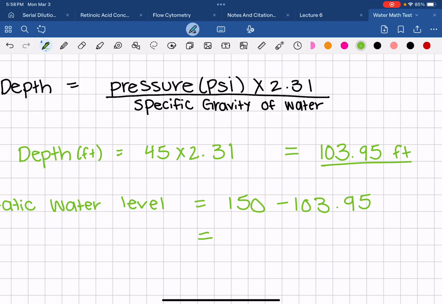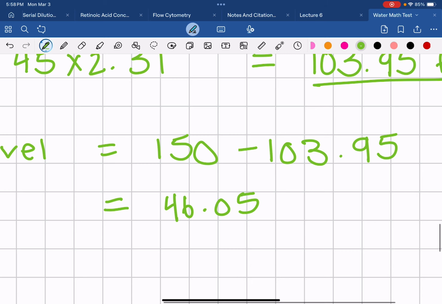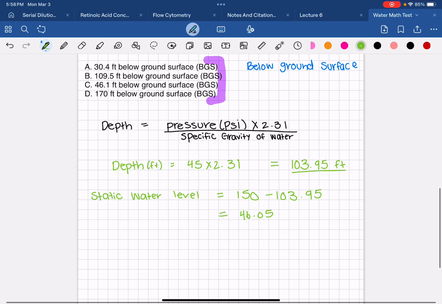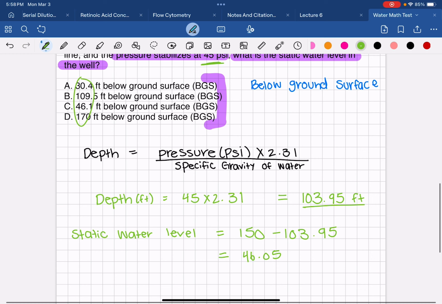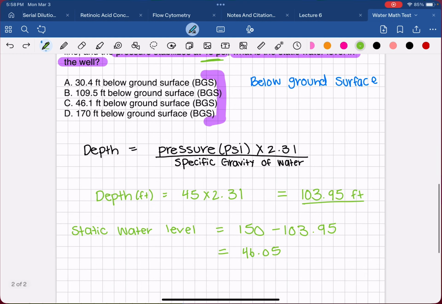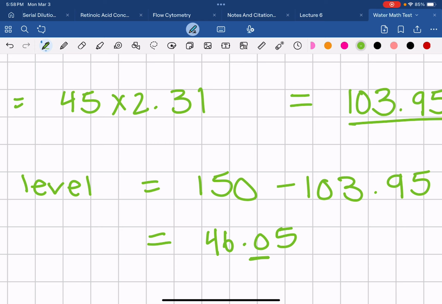So 150 minus 103.95. That gives me 46.05. But if I round my number, so I only have these two, right? If I round up my number, I don't see 46.05 obviously here, right? But if I round up my number, I'm looking at this one, it looks at 5, so it's either 5 or greater than 5. That means I round up.